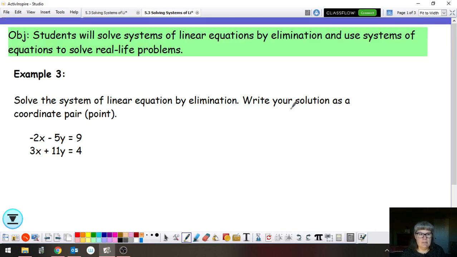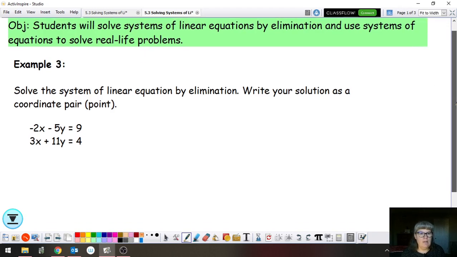And in this system, we have negative 2x minus 5y equals 9, 3x plus 11y equals 4. Now when I look at this system, again, remember we want to have variable terms that have opposite values, opposite coefficients, so that they eliminate. So if I look at this system, I have negative 2x, positive 3x, opposite signs but not opposite values. I have negative 5y, positive 11y. Negative signs but not negative values.